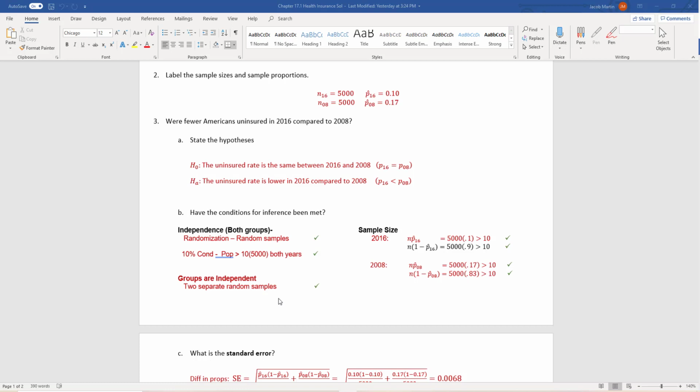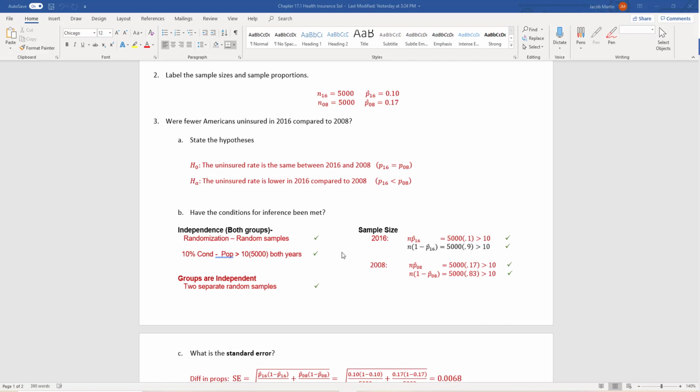And they said they took two separate random samples, so we can check that one off. We have independence of each sample that they took. The samples themselves are independent of one another, meaning the people who they surveyed in 2008 don't influence the result of the people who they surveyed in 2016.